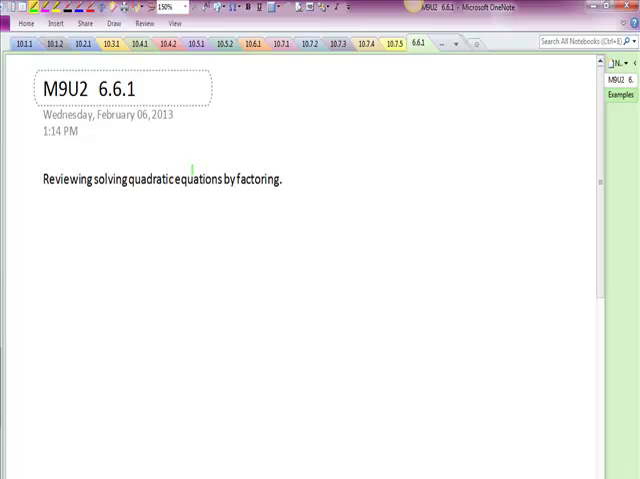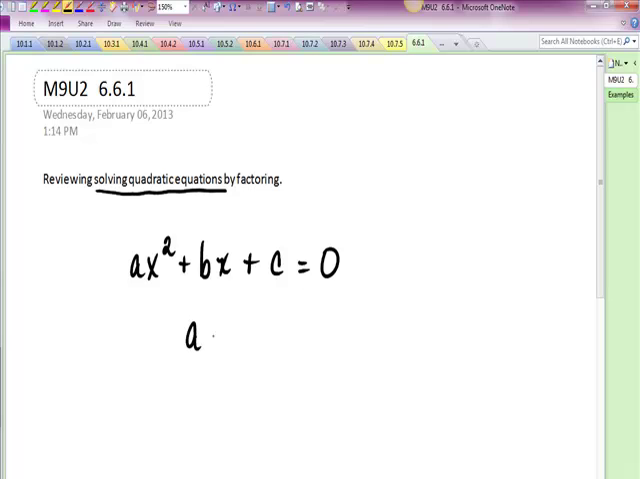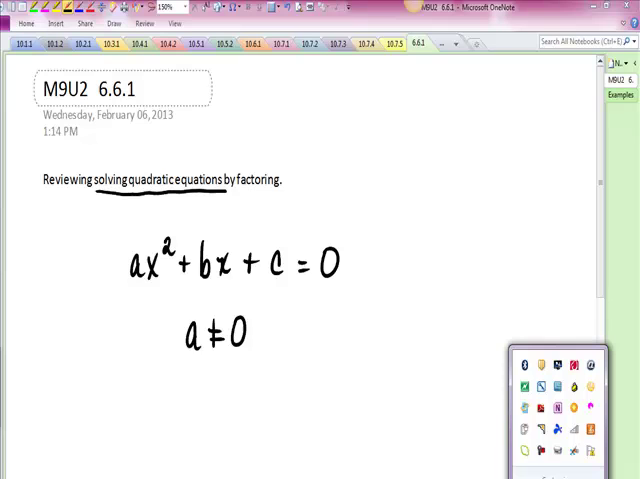So this 6.6.1 has been covered before, so I will go through it rather briefly, but please keep in mind we're going to solve quadratic equations. They are equations that could be written in the form ax squared plus bx plus c equals 0. And the only extra condition is that a cannot be 0. And that's another way of saying there must be an x squared term.